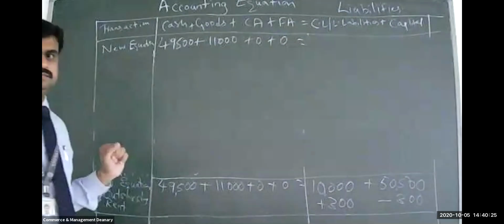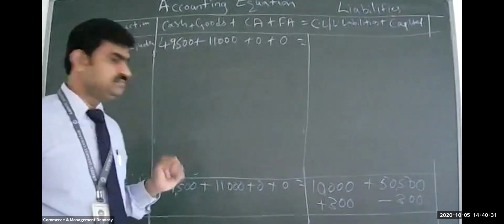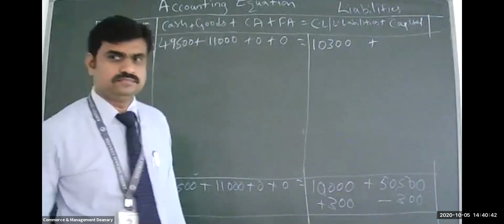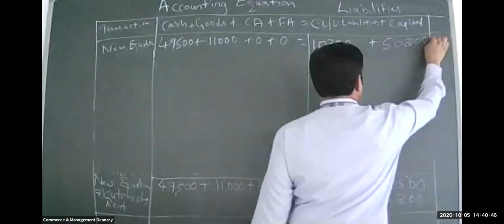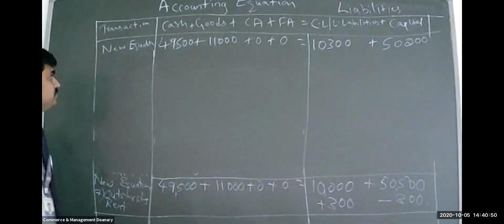Next, liability, 7,000. 11,000 how much? 10,300. How much is capital? 50,200. 51,200. Is it clear, students? Yes, sir. Go to the last transaction for us.